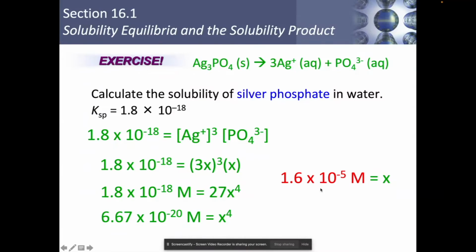Now, keep in mind that logically this should make sense, because if that is what this x value is, I would have 3 times that amount of this. So I would multiply that by 3. And then if I were to plug that into this equation, I would have the ability to get my 1.8 times 10 to the negative 18.